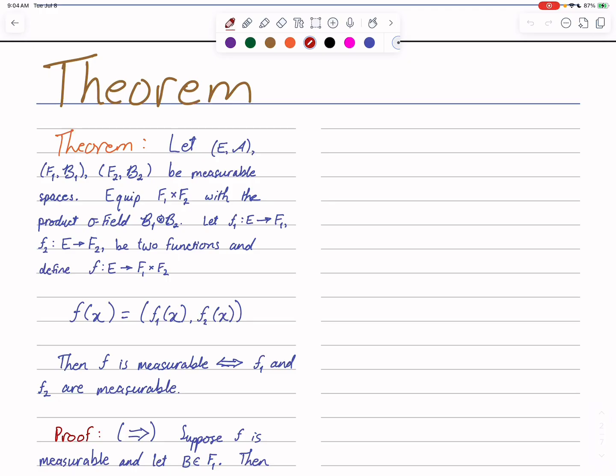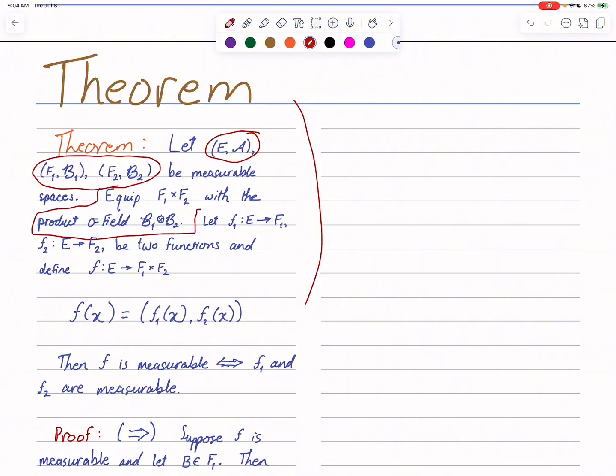So we're going to start with a common domain. This E, A is going to be a measurable space that is going to be the domain of several functions we're about to introduce. We'll take two measurable spaces and equip them with the product sigma field.